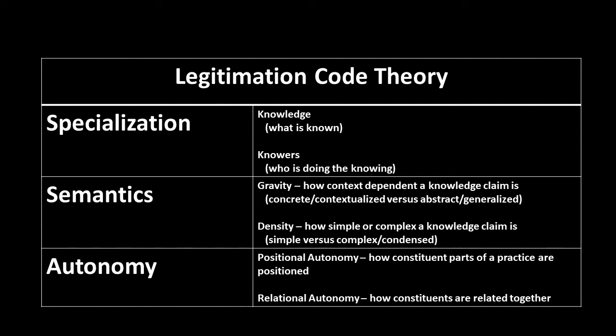In autonomy, it gets a little bit more abstract and rarefied. So in autonomy, Carl talks about positional autonomy and relational autonomy: how constituent parts of a practice are positioned and how constituents are related together. So I think one of the easiest things is to go through an example to see how it works.